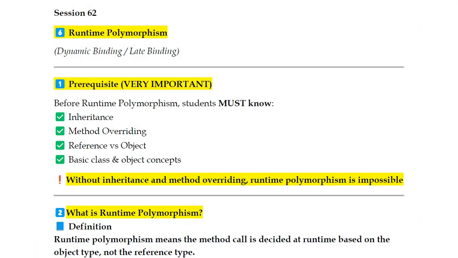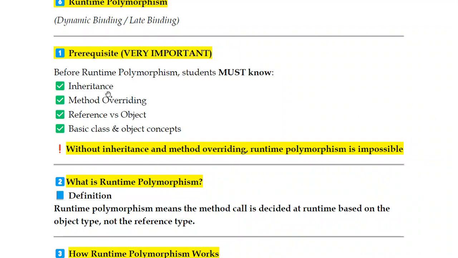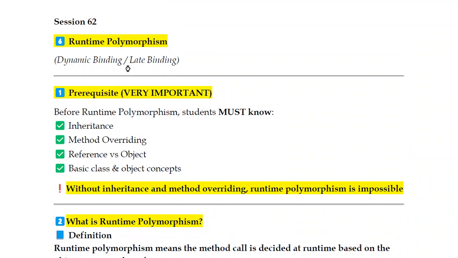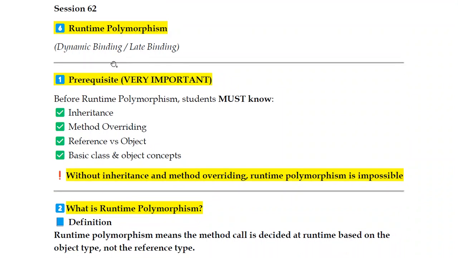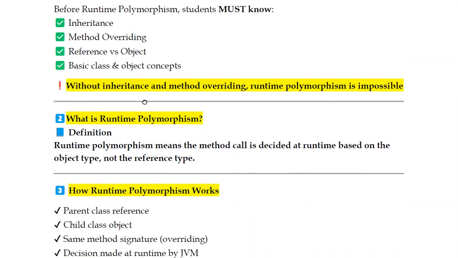So what is runtime polymorphism? Before that, as a beginner you should know the prerequisites: inheritance, the method overriding concept, reference versus object, and basic class and OOPS concepts. Without inheritance and method overriding, runtime polymorphism is impossible. We already clearly explained inheritance, method overriding, references, objects and basic OOPS concepts in our playlist; kindly refer to that, then only you will be able to understand. Another name for runtime polymorphism is dynamic binding or late binding.